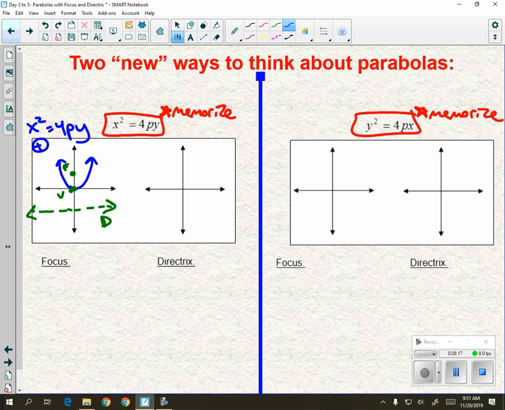Your other option is when you have a negative out front, as in x squared equals negative 4py, which because of that reflection is now going to go downwards. Your vertex is still at the origin. The focus is inside, being hugged by the parabola. The directrix is on the outside.